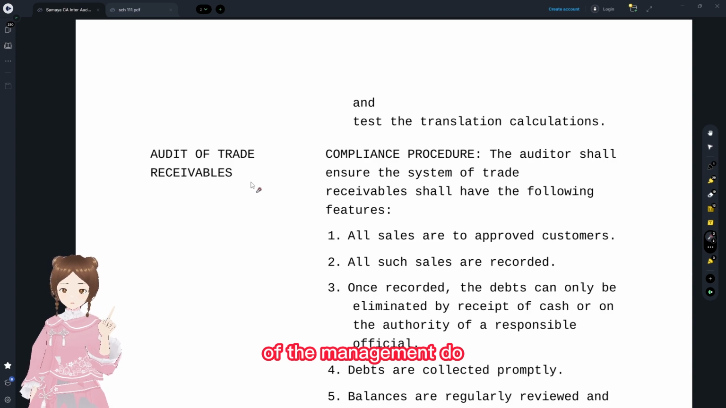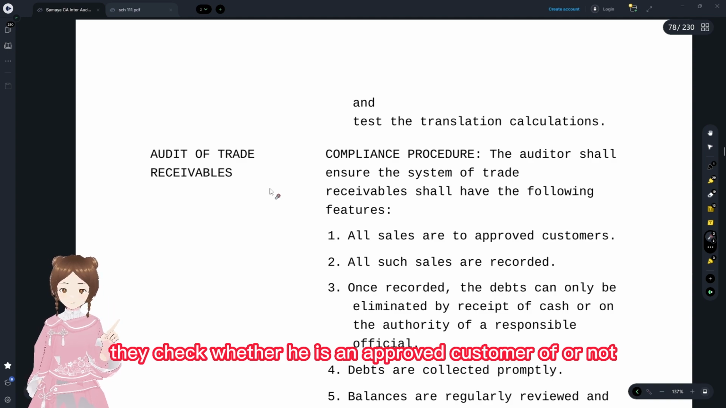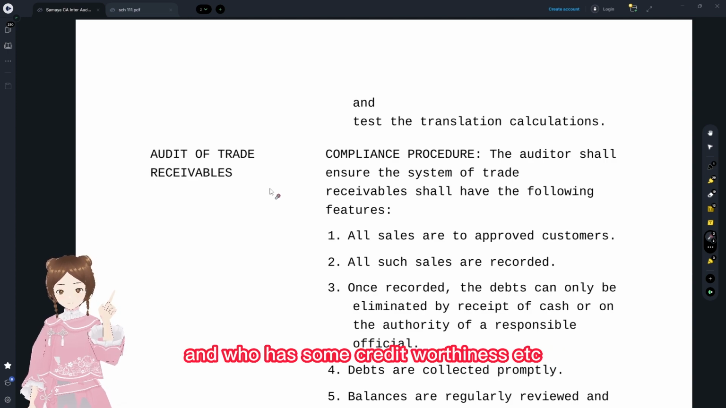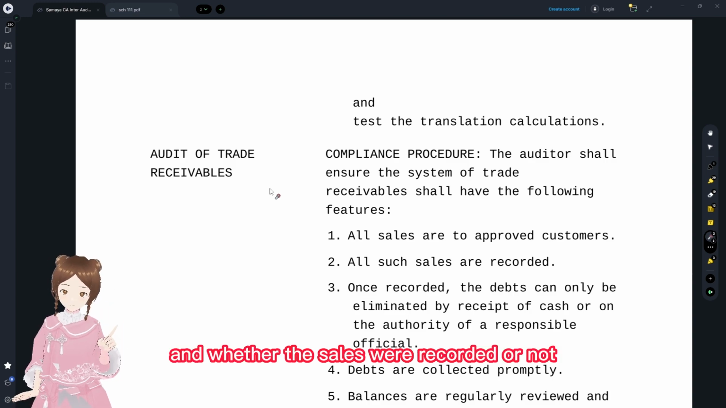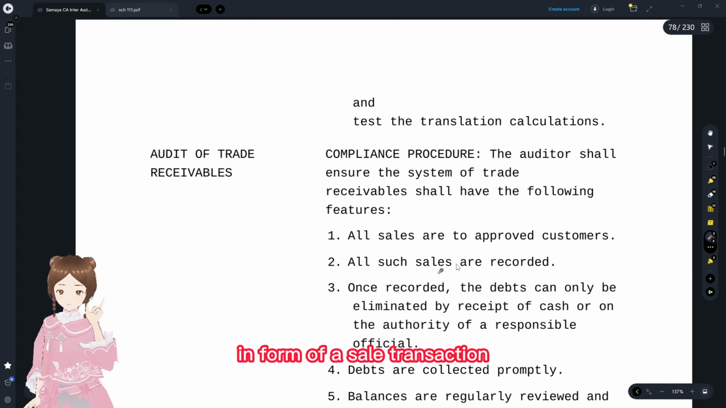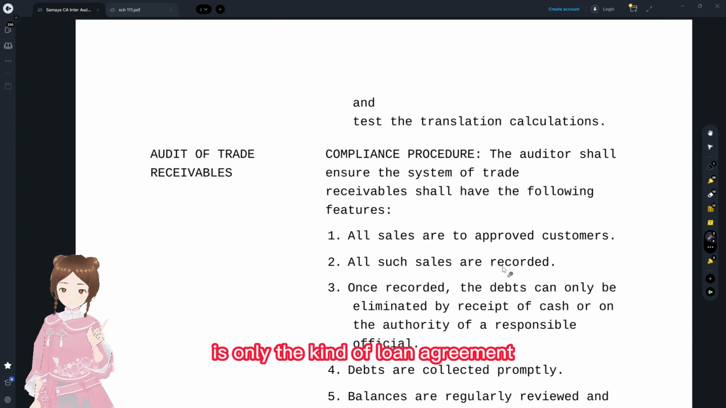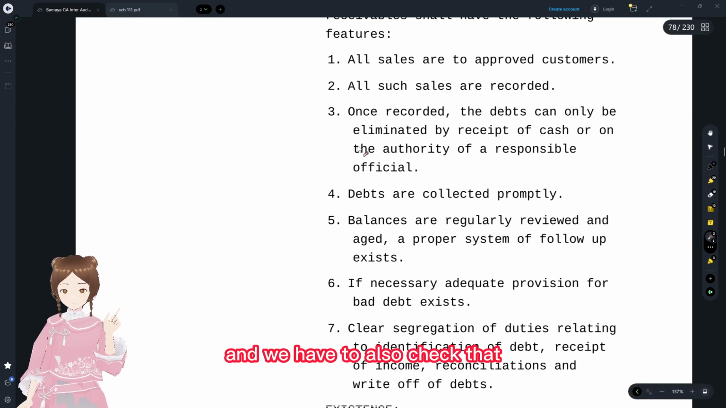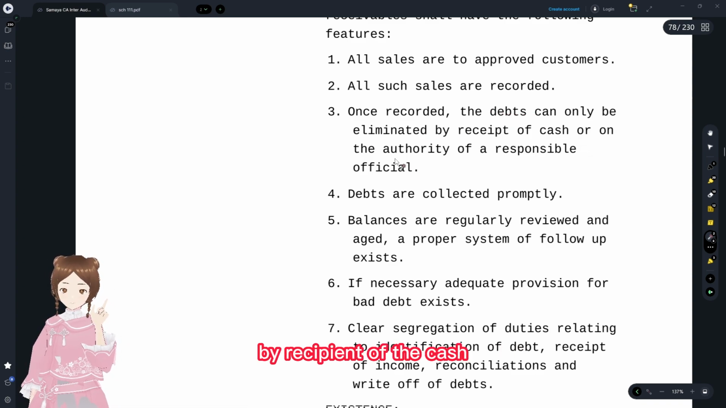What the management checks before giving trade credit is whether he is an approved customer or not. An approved customer is nothing but one who has not caused bad debts for our company and who has some creditworthiness, etc. That's it, nothing much more. And whether the sales were recorded or not. Why are sales recorded? It is mostly a disguised loan in the form of a sale transaction. So that sale agreement is the loan agreement, which is evidence that he is due to us. And we have to check that. And once the amounts are recorded, the debts can only be eliminated by receipt of cash, and that's it.